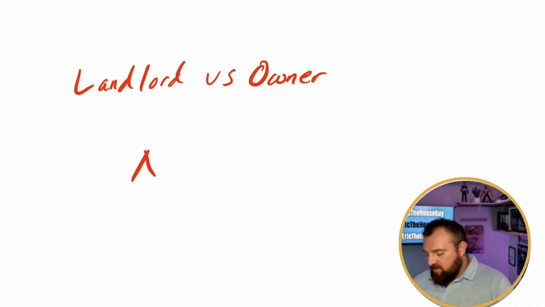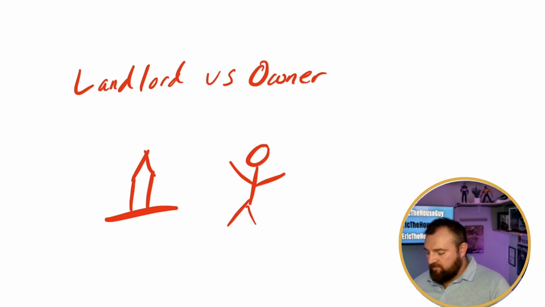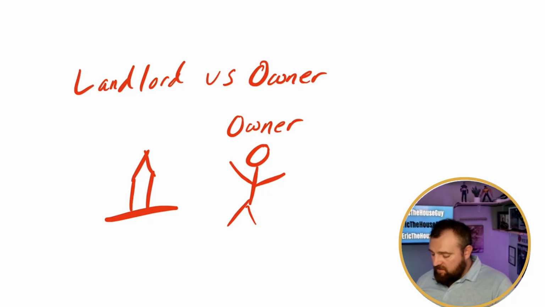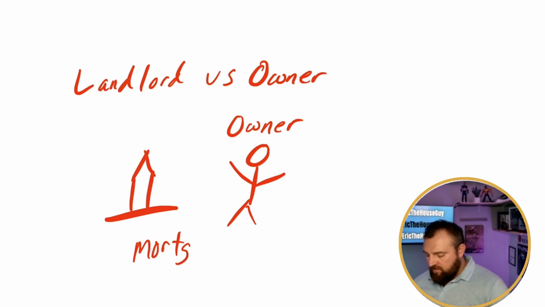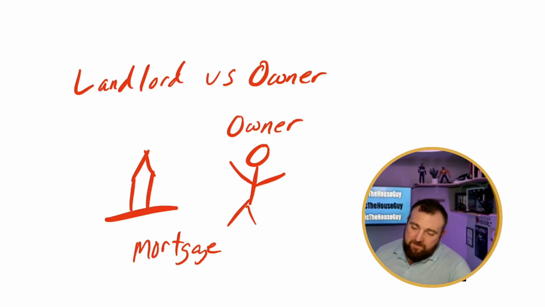If we have a house, and let's just say that we've got the owner. They live in the house. Well, normally there's going to be a mortgage, and I can't spell mortgage. That's fine. Okay. There's going to be a payment, a mortgage, and it's the responsibility of the owner to pay that mortgage.